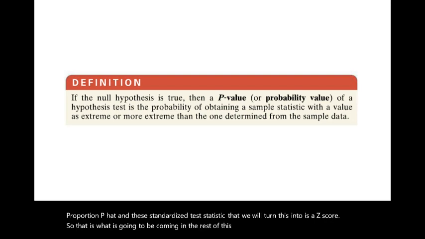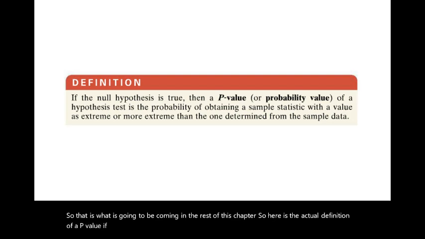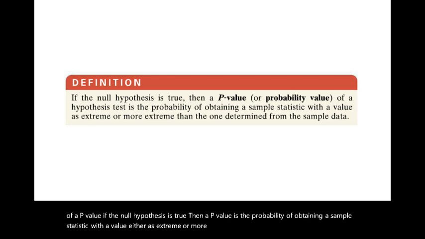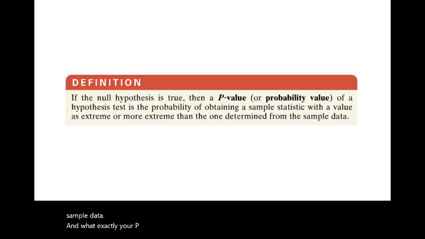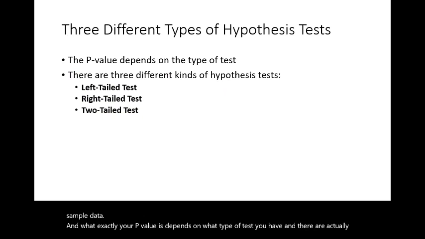So here's the actual definition of a p-value. If the null hypothesis is true, then a p-value is the probability of obtaining a sample statistic with a value as extreme or more extreme than the one determined in the sample data. And what exactly your p-value is depends on what type of test you have. And there are actually 3 different types of hypothesis tests.